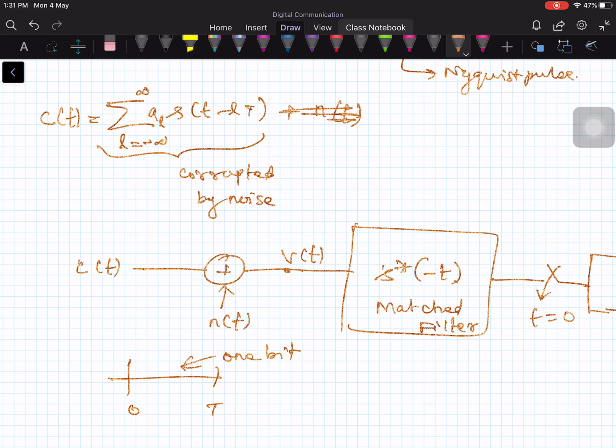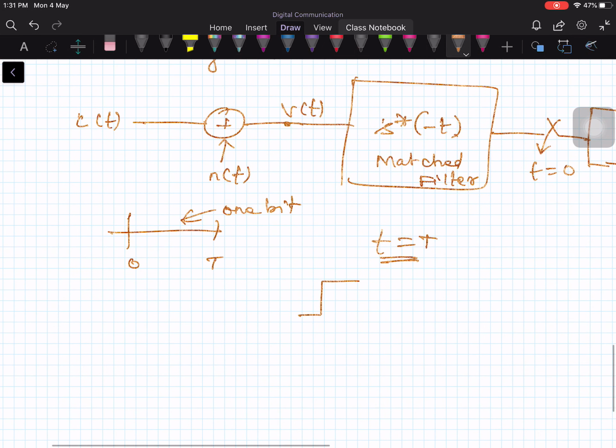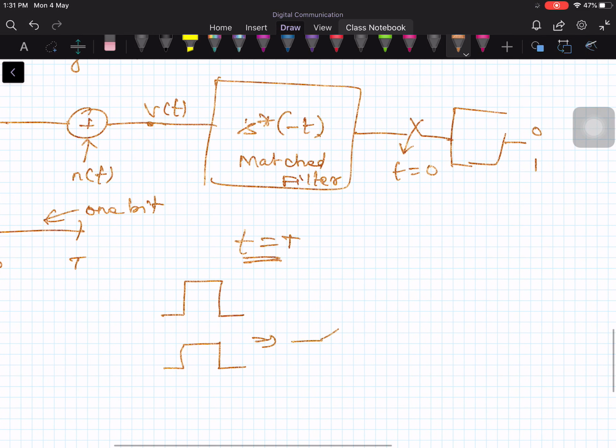Okay, if it is 1, then you transmit a positive pulse, and if it is 0, you transmit a negative pulse. Therefore every incoming pulse excites this matched filter and produces an output which is expected to peak at t equal to capital T. Okay, that we have to remember. See, you have a pulse like this, and the matched filter pulse also like this, and if you take the conjugate, then you'll get a triangular pulse like this, and it is expected to peak at t equal to capital T, and this is your 0 and this is your 2T.